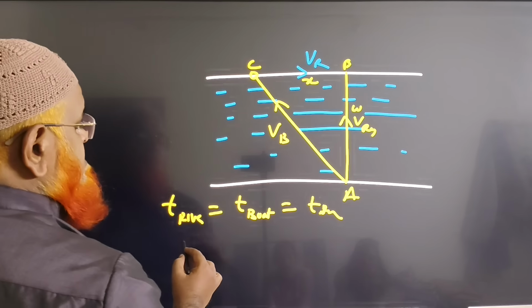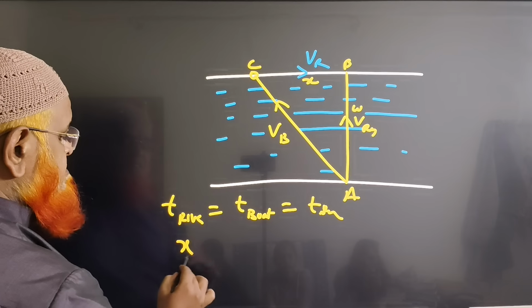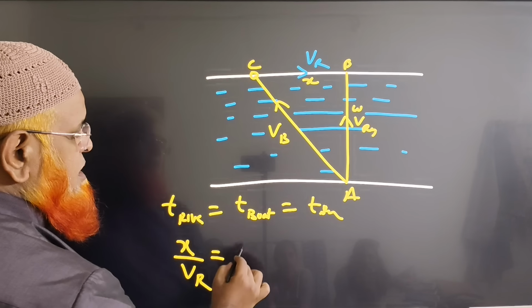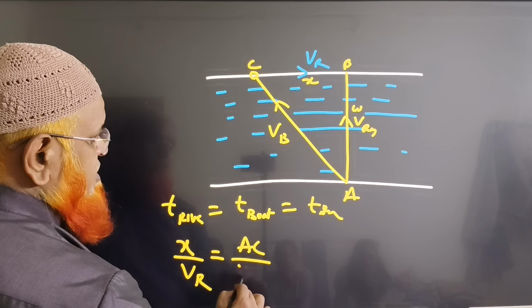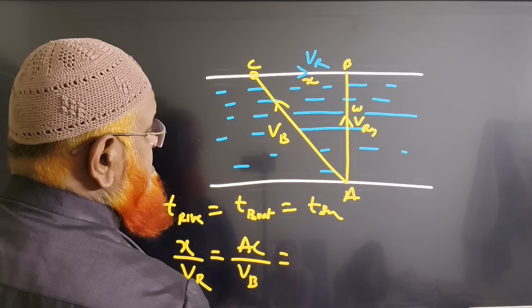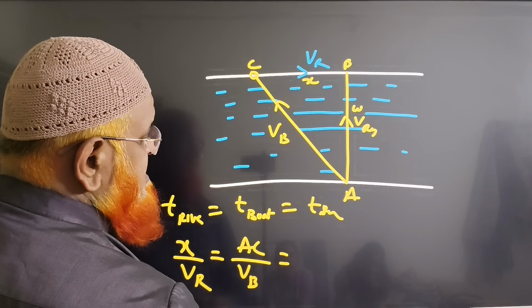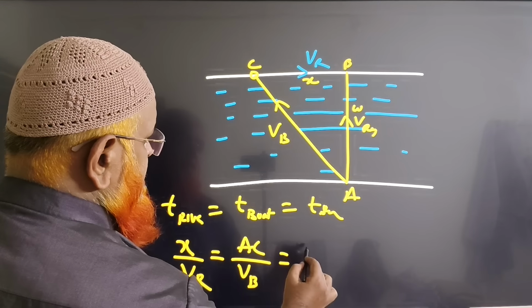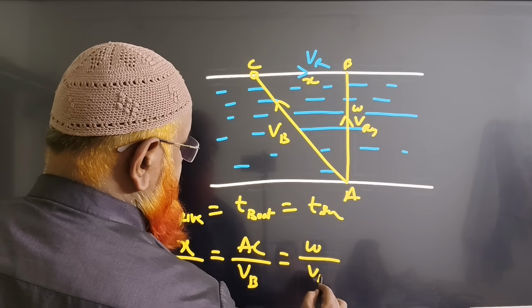So time of the river means what? Distance by velocity of the river. Time of the boat means distance by velocity of the boat. Then here, time of the resultant velocity. This is the resultant velocity along the time. So here you write width of the river divided by resultant velocity.